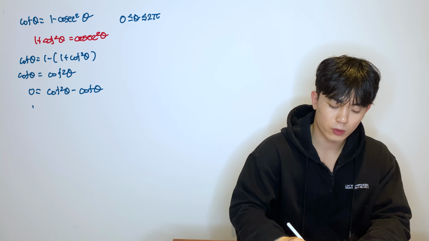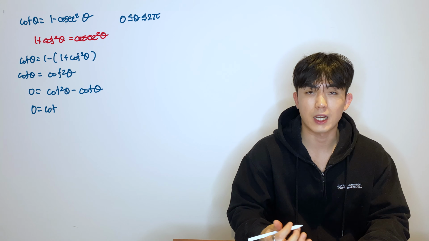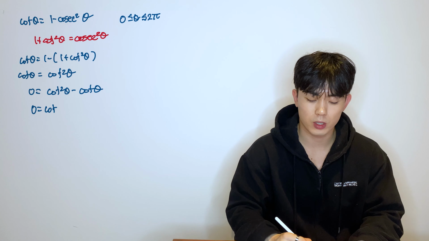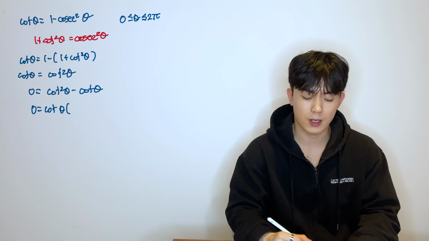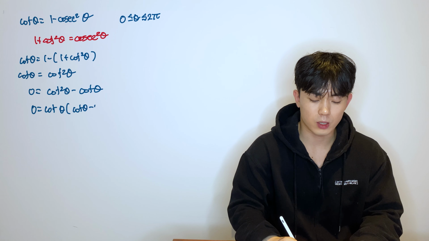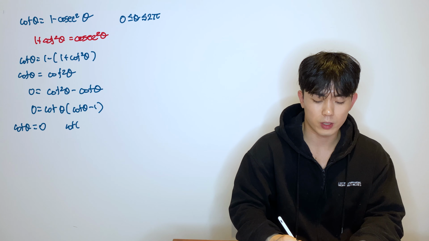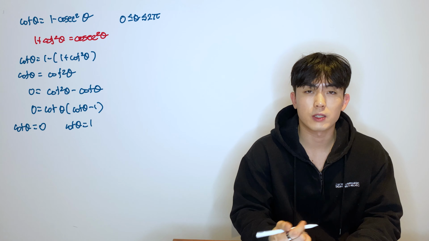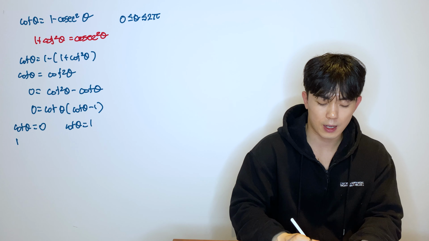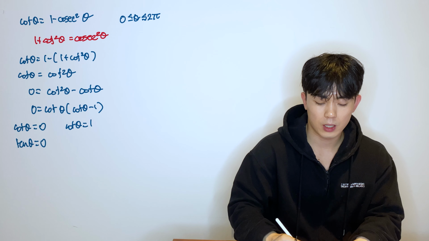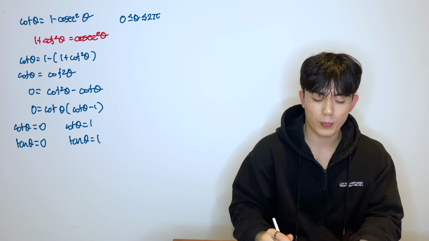So therefore, remember, we don't want to cancel that. We never want to cancel because we might lose solutions. So rather than that, we're going to factorize. We're going to have cot theta times cot theta plus 1 equals 0. So therefore, cot theta is going to be 0, or cot theta is going to be minus 1. We can change to tan by flipping it. So tan theta is equal to 0, or tan theta is equal to minus 1.